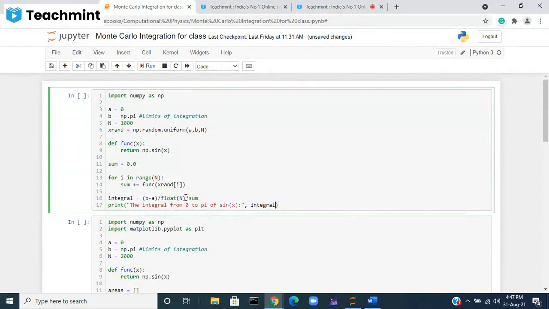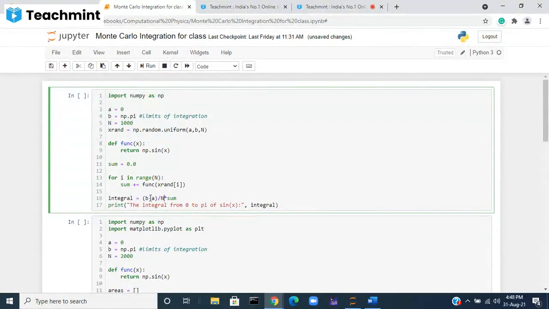Here we used float n. In Python 2, if both of these numbers are integers, the division of two integers gives an integer. But in Python 3, when we divide two integers, the answer will be a floating point. So we don't need to use float in Python 3; we can straight away use n.